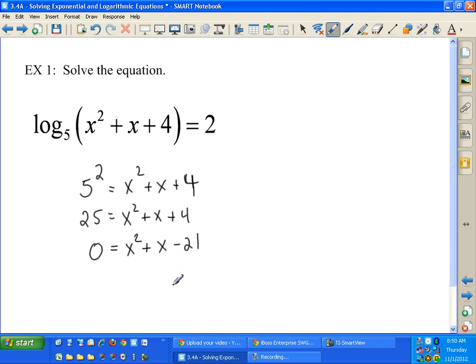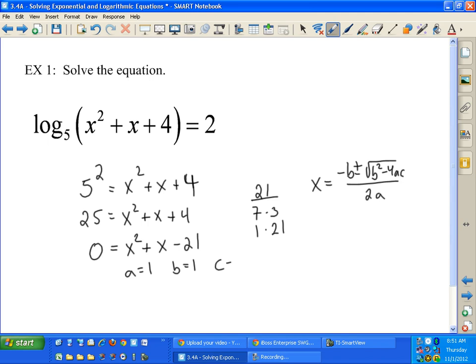And in this case it looks like I'm going to have to use the quadratic formula to solve this problem, because the factors of 21, as far as I can tell, are either 7 and 3 or 1 and 21. Neither of those will subtract to get me 1x, so I'm going to have to go with the quadratic formula, which will be x equals negative b plus or minus the square root of b squared minus 4ac all over 2a, and in this case a is 1, b is 1, and c is negative 21.